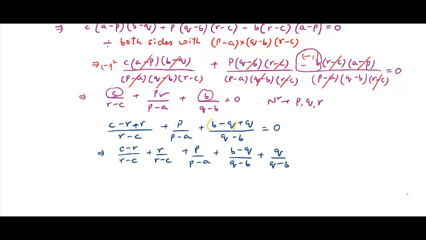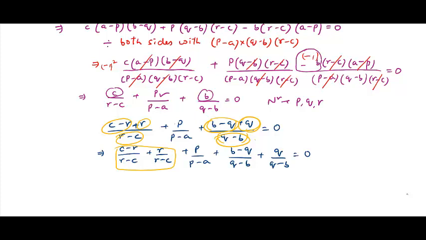So what I have done simply is split it. We have taken this term with this denominator and then we have taken this term with the denominator. In the same way here, we have taken c minus r upon r minus c plus r upon r minus c. So this is what we got here. In the same way we have simplified the remaining terms also.